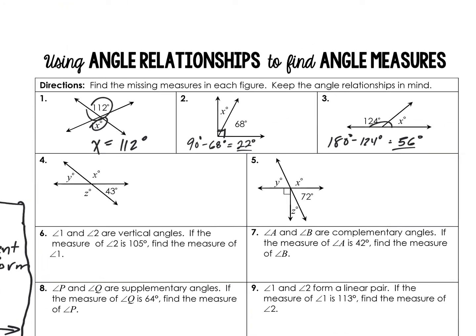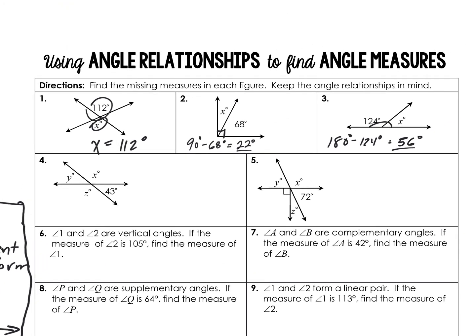All right, number 4. Z and 43 form a straight angle. So 180 minus 43 equals Z, and that is 137. And then Z and X are vertical, so X equals 137. And Y and 43 are vertical, so Y equals 43.